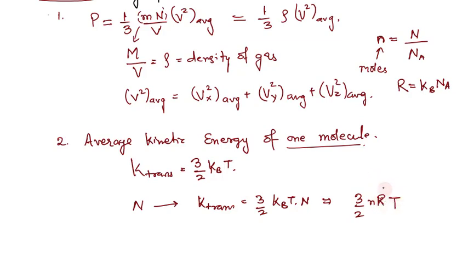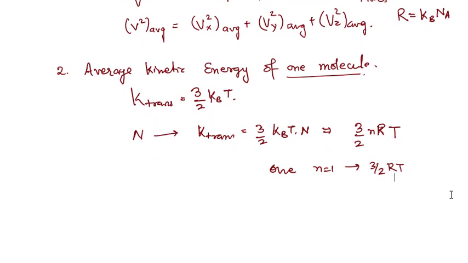N RT. So this is for n number of molecules or n moles. So this is the average kinetic energy for n moles. For 1 mole, n is equal to 1, so this is 3 by 2 RT. Okay, so this is the average kinetic energy of 1 mole or 1 per particle.